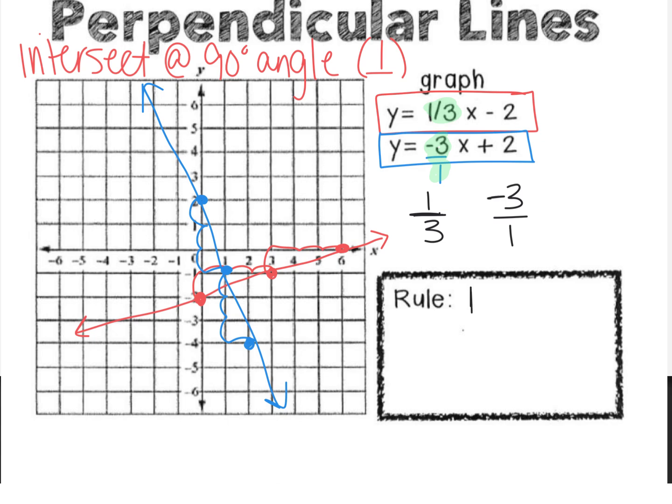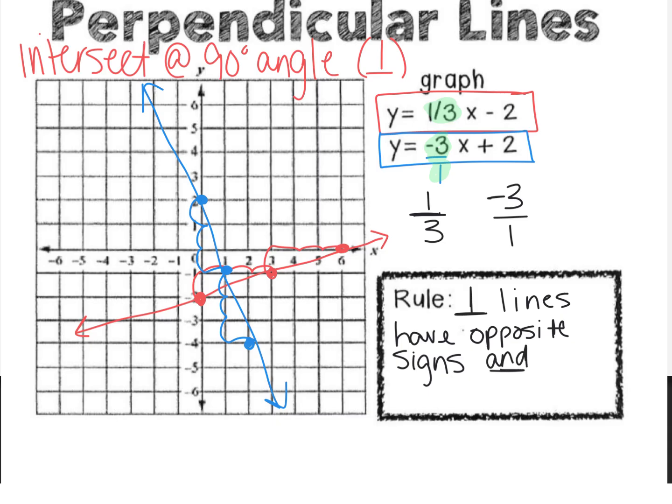So I'm going to use the symbol for perpendicular just because it's a very long word. So perpendicular lines have, if one is positive and one is negative, opposite signs. Anything else you notice about, there's an and on this one. It has to meet both criteria. And the slope is flipped, also known as the reciprocal.